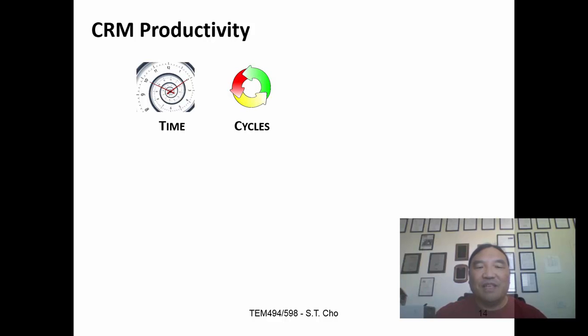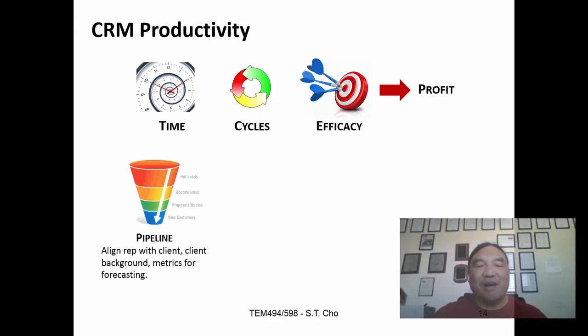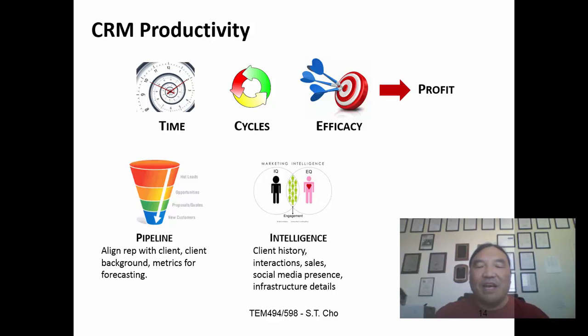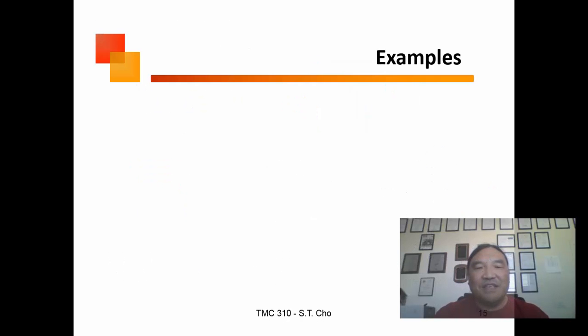CRM helps you in terms of time, speeding up your sales cycles, and in what it is you're producing that's actually useful to the customer. And by doing that, what that creates is efficiency, which means lower costs, higher output, which means more profit. And so it helps me manage my pipeline. I get intelligence about my customer. I find out who they are, where they live, how often they buy. And that's how I get my efficiency.